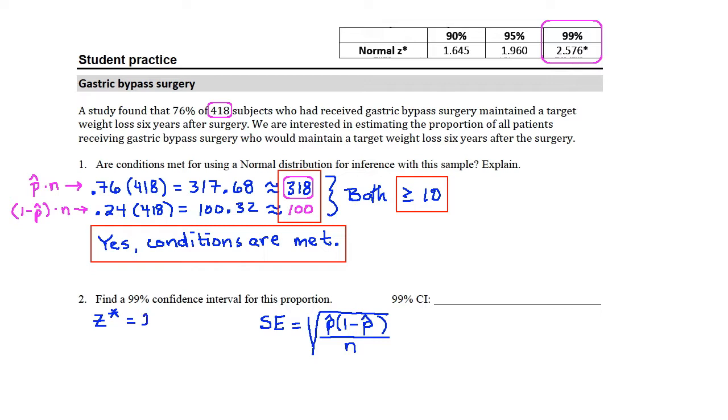2.576. For our standard error, we know that our sample proportion p hat is 76% or 0.76. 1 minus p hat is 0.24. And n is 418, and the whole thing is inside 1 square root. So putting that into a calculator gives us 0.0212976.